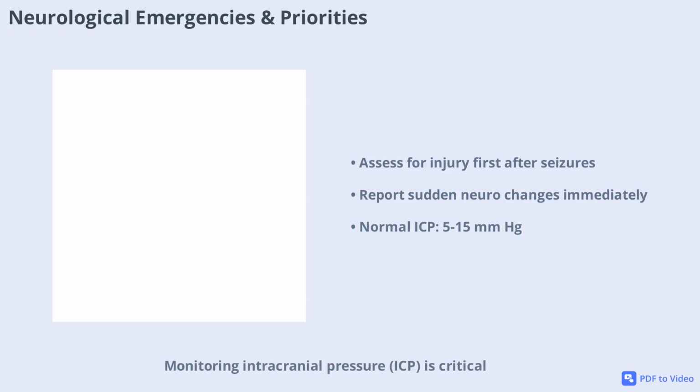Normal ICP ranges from 5 to 15 mmHg. Calculating cerebral perfusion pressure (CPP) helps determine if the brain is receiving adequate blood flow. For spinal cord injuries, the return of spastic movements signals the end of spinal shock. Always maintain cervical spine precautions in trauma cases. These priorities ensure patient safety and guide timely interventions in critical neurological situations.